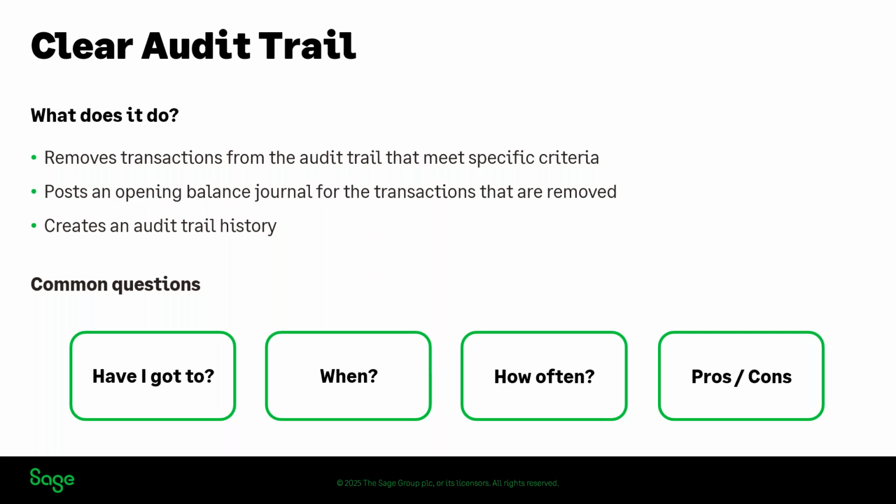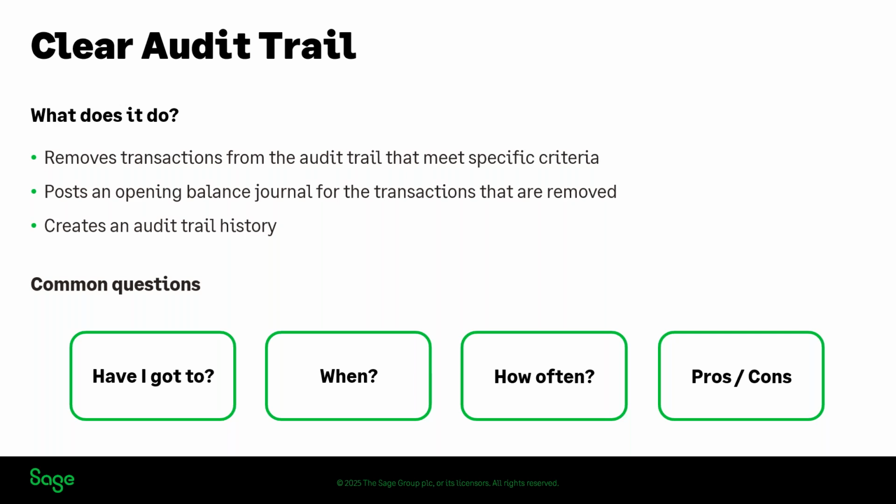When would you clear audit trail? Well, you can run clear audit trail at any time, but you would normally run it immediately after running your year end. You don't have to run it then, but normally if you're going to do it, you would do it after running your year end. How often? Again, probably once a year. You run it after running year end, but you can do it as often as you want. You might clear to a certain date and then think, well, actually, 2 months into your new financial year, for instance, I'll clear to that date again, see if I can get rid of any more information that might meet the criteria now.